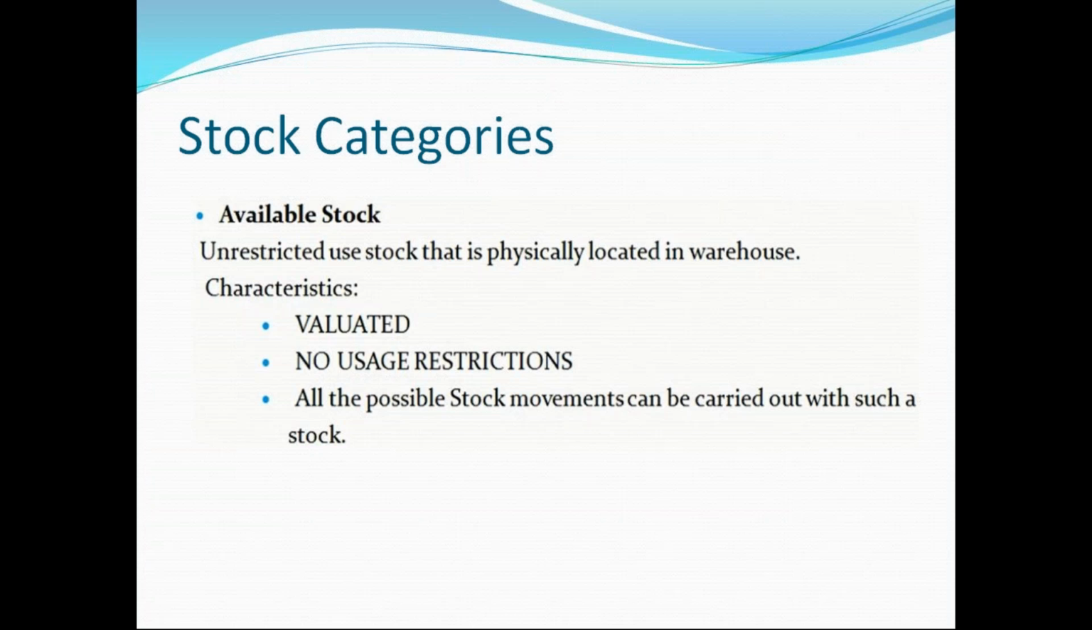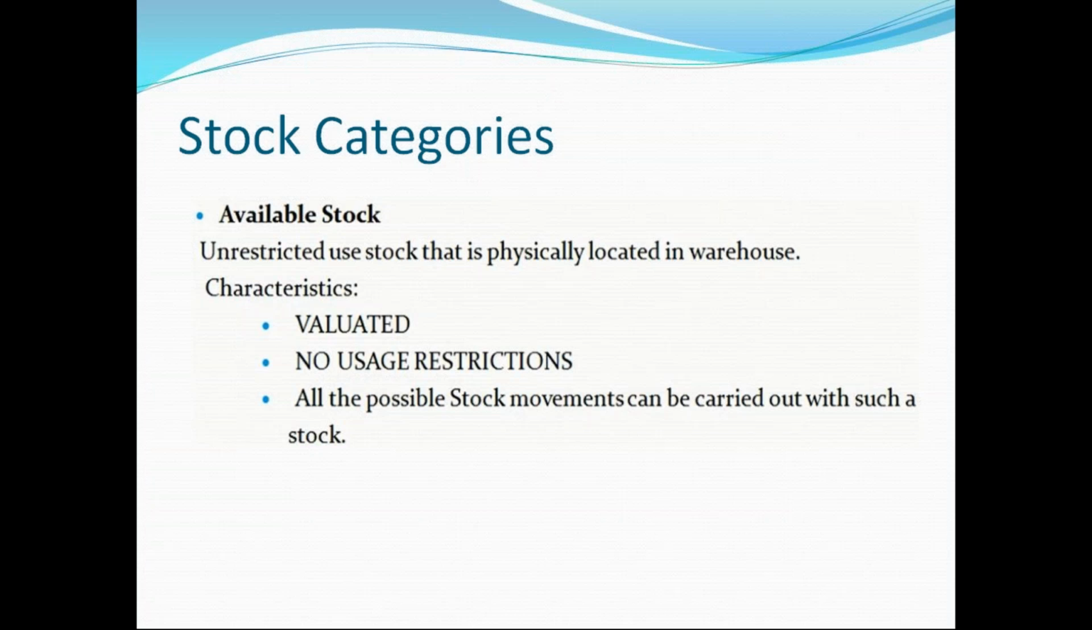Moving on to the available stock category. Available stock category is nothing but the unrestricted stock. So unrestricted stocks are the stocks that can be used freely in the warehouse system at any particular location. That means this type of stock can be used for picking, putaway, and internal stock placement without having any restriction.